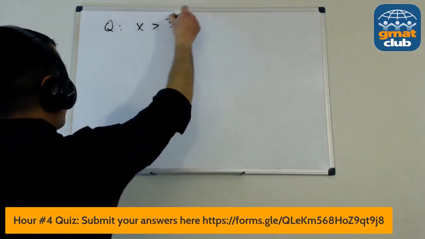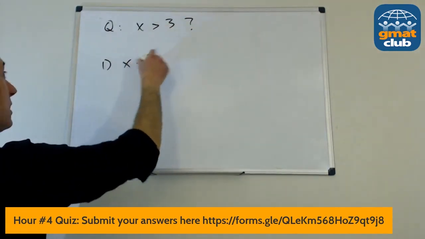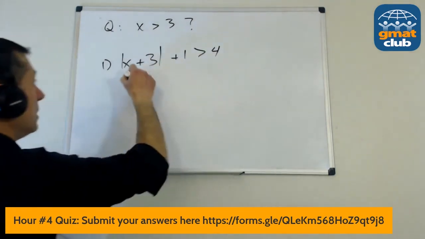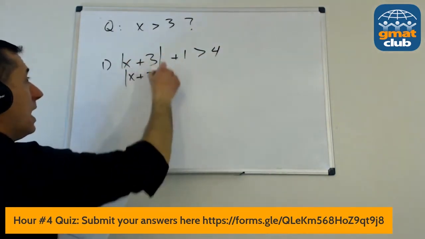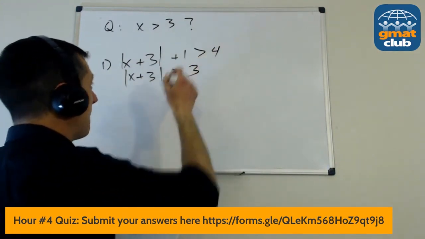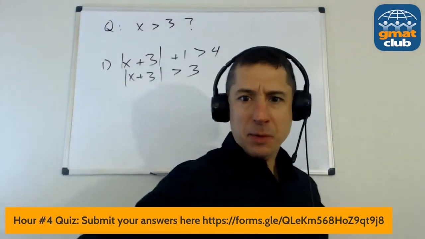So question number 2. Is x greater than 3? Oh, great. Statement 1. A little bit of absolute values in here for you. I'm just going to rearrange a little bit here, subtract the 1 from both sides. So what is this really telling us? Look, there are ways people can handle this that are a little bit more technical.